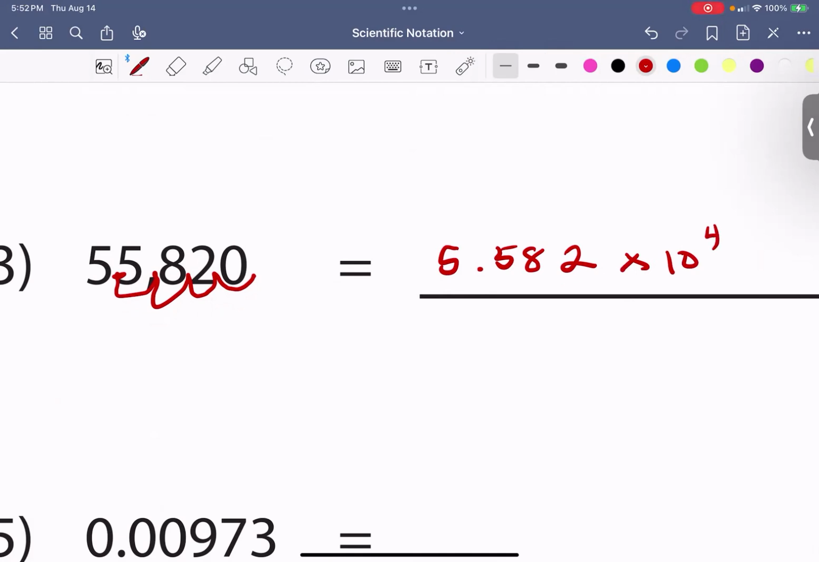And 10 to the fourth is equal to 10,000. That's 1 and then 4 zeros. 1, 2, 3, 4. That's 10,000. So 5.582 times 10,000 is 55,820. Now you might be saying, why didn't I add the zero?